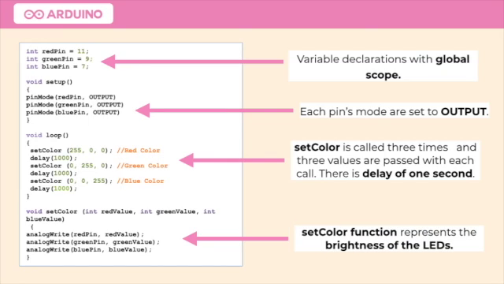Last is the setColor function. This is a user-defined function which takes 3 different arguments, red value, green value, and blue value. These arguments represent the brightness of the LEDs or the duty cycle of the PWM signal, which is created using the analogWrite function. These values can vary from 0 to 255, which represents 100% duty cycle of the PWM signal or maximum LED brightness.